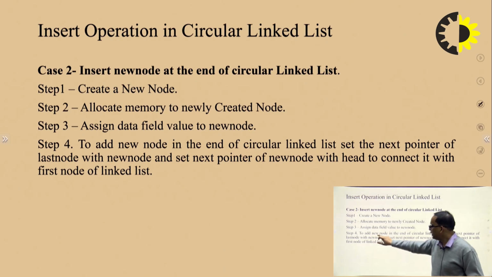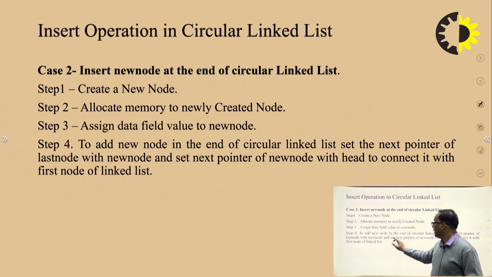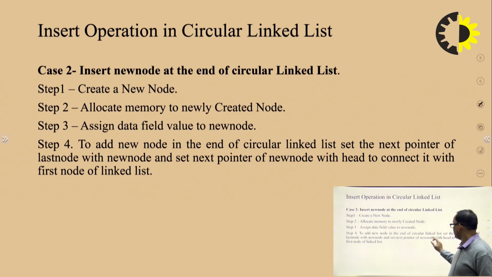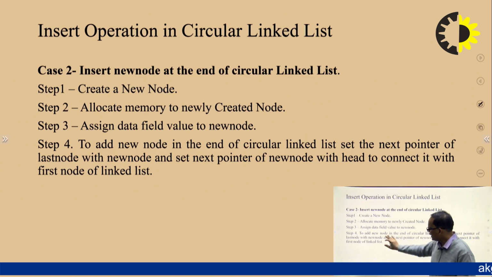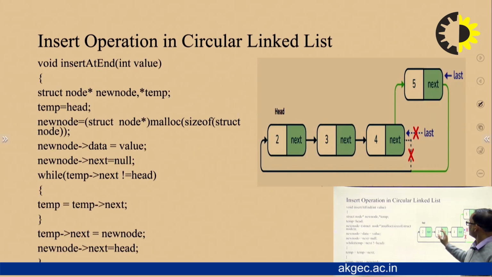So to add a new node at the end of a circular linked list, set the next pointer of the last node to the new node, and set the next pointer of the new node to head to connect it with the first node of the linked list. Let's understand step 4 with the help of the diagram. Suppose this is the circular linked list. Initially, there are 3 nodes, node 1, node 2, node 3, and this is the first node. So head is referring to the first node of the linked list.